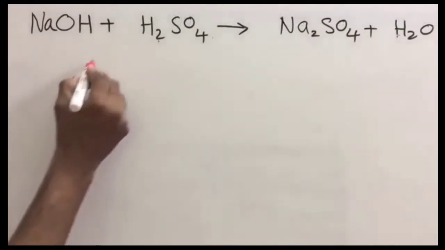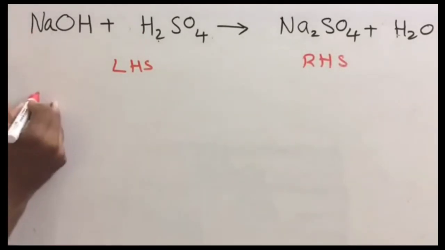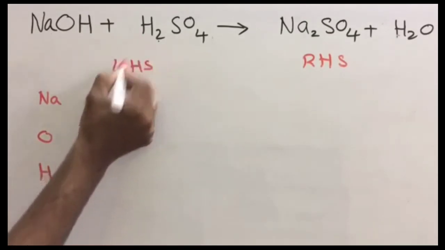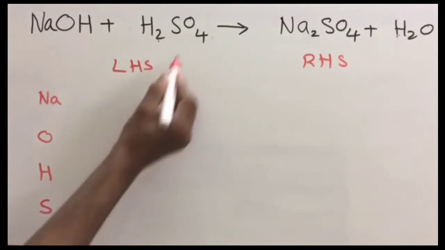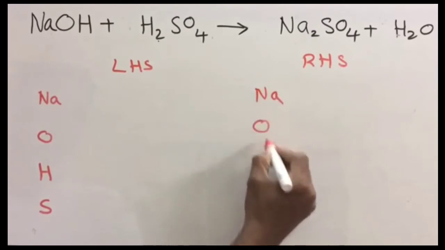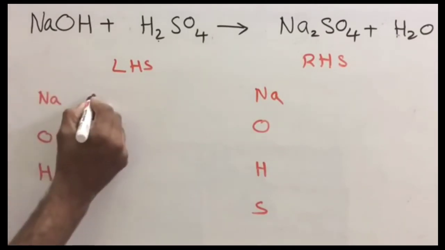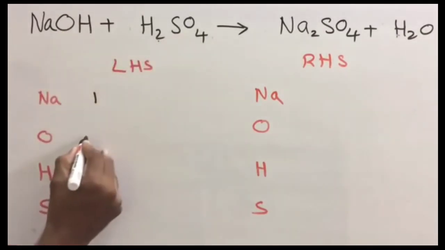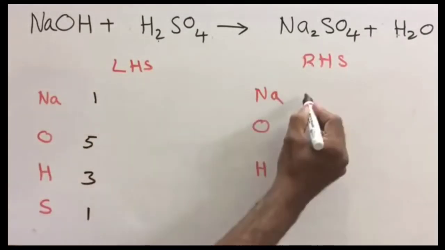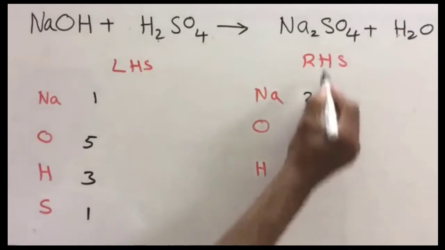Balance one more equation. Write LHS, RHS. On LHS you have sodium and then you have oxygen, you have hydrogen. Hydrogen already we have written here. Now sulfur, oxygen already we have written here. The same elements are present on the right hand side: Na, O, H and S. Now the number of atoms: sodium 1 we have, oxygen 1 here and 4 here, 5, hydrogen 1 here and 2 here, 3, sulfur 1. On RHS sodium we have 2, oxygen 4 here and 1 here, 5, hydrogen we have 2, sulfur we have 1.